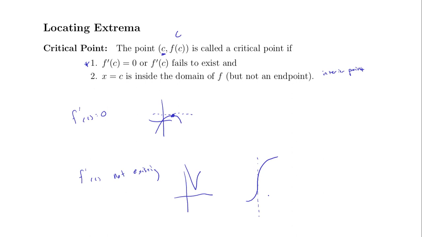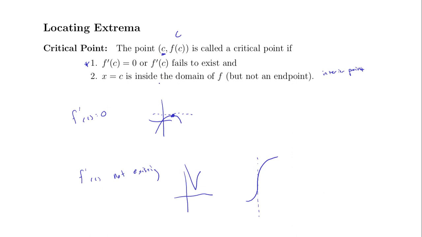So those are critical points. That's just the definition. So we'll be spending a bunch of time finding these points. We'll be looking for where the derivative is equal to 0 or where it doesn't exist. You can imagine how that's going to go. We're going to find the derivative function, and then we'll set it equal to 0 or investigate where it fails to exist. But once we find those points, we'll call those things critical points.